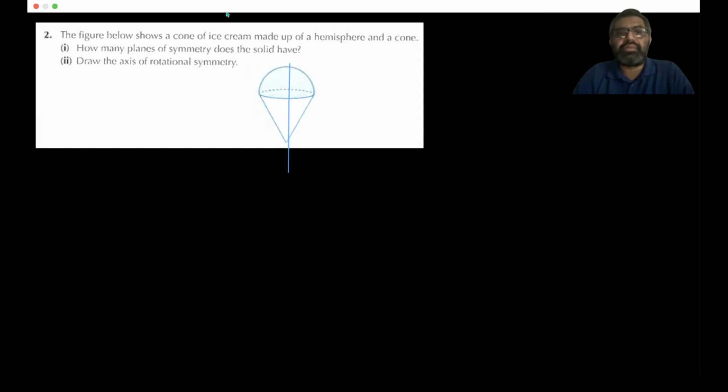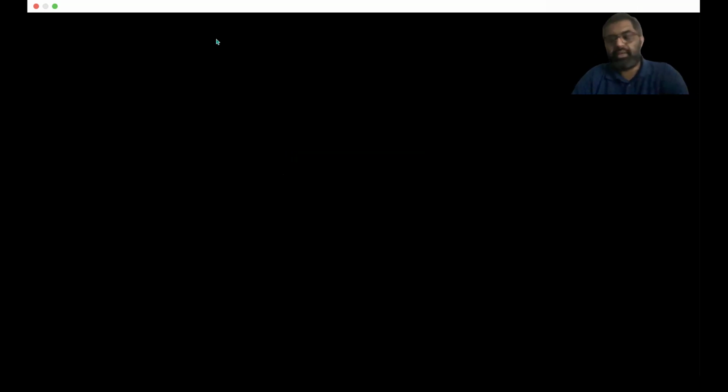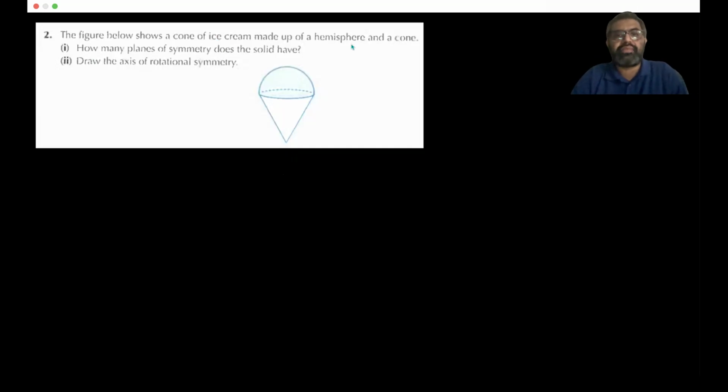Question number 2 has exactly the same tasks, but for a different shape. This shape is an ice cream cone made up of a hemisphere and a cone at the bottom. How many planes of symmetry does this have?